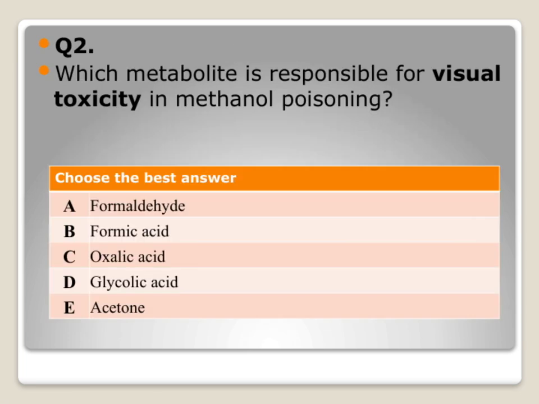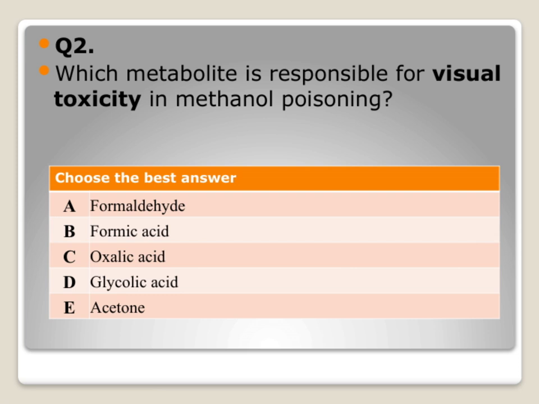Let's take a closer look at this question. It asks us to identify which metabolite is responsible for visual toxicity in cases of methanol poisoning. Now, among the options listed: formaldehyde, formic acid, oxalic acid, glycolic acid, and acetone. The key player here is formic acid.